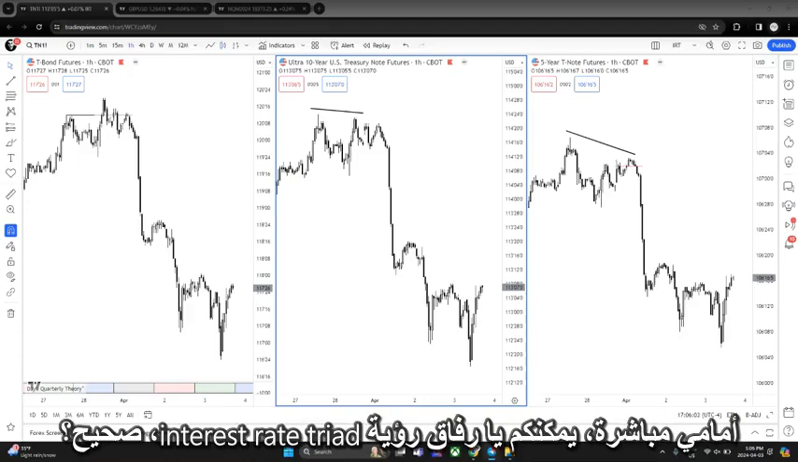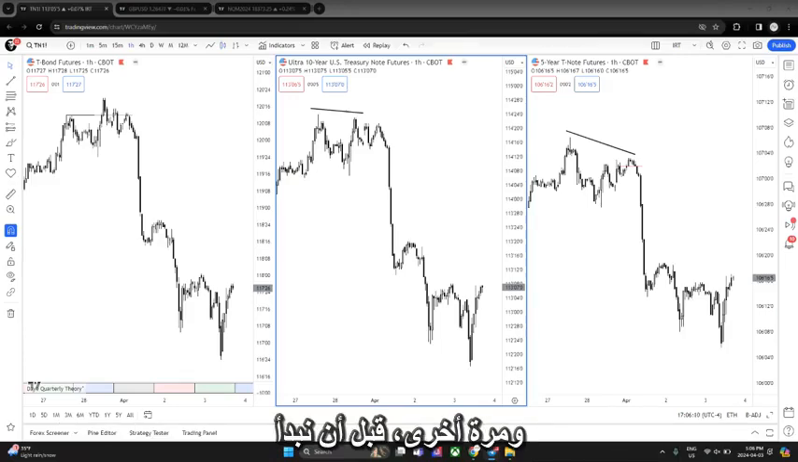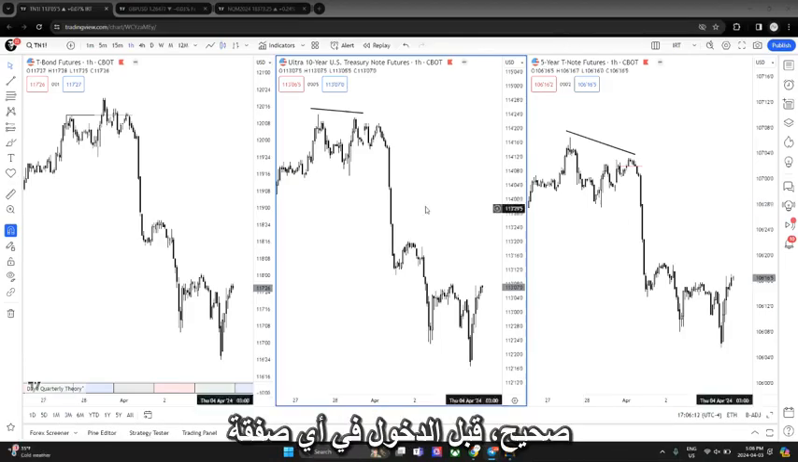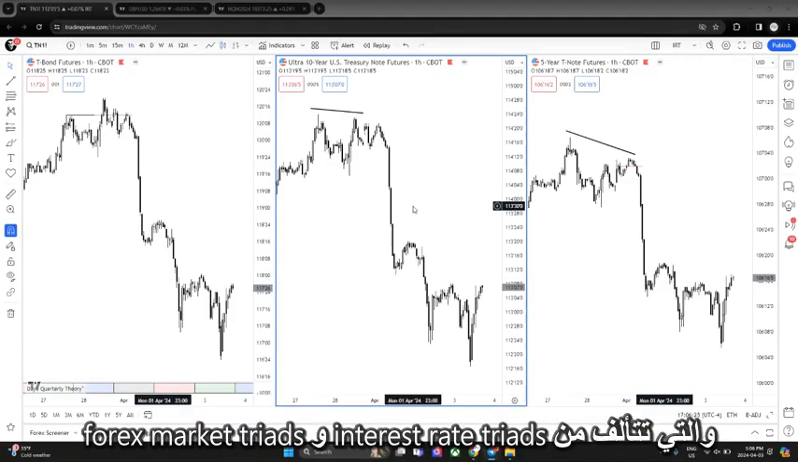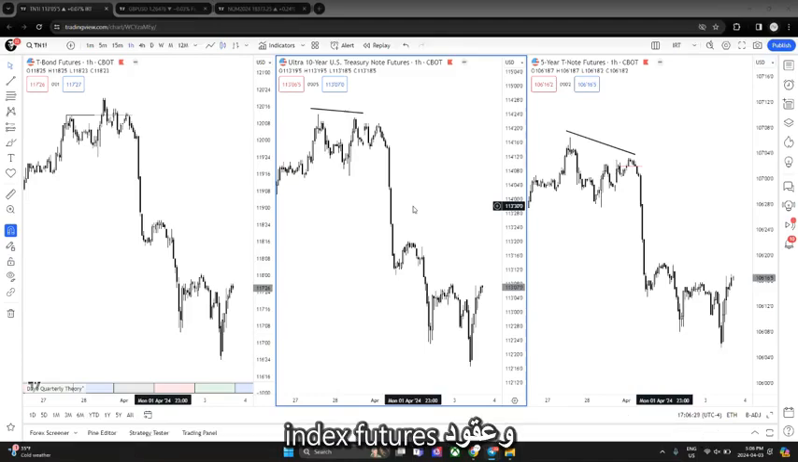In front of me, you guys can see the interest rate trades, right? And again, before we begin, before you enter any trade, you need to at least take a look at the three main triads, which are comprised of the interest rate triads, the forex market triads, and the index futures triads.